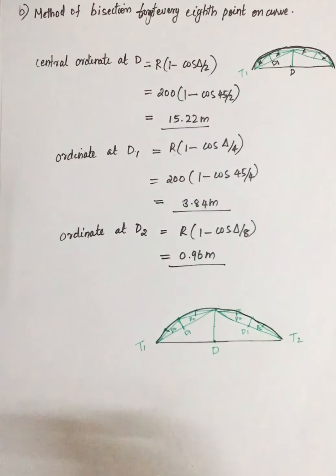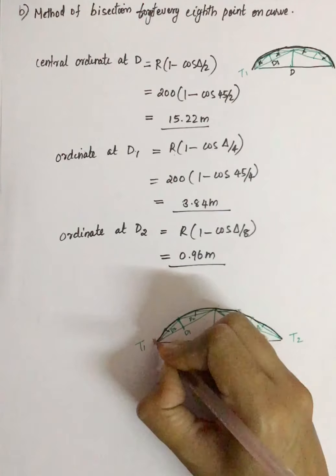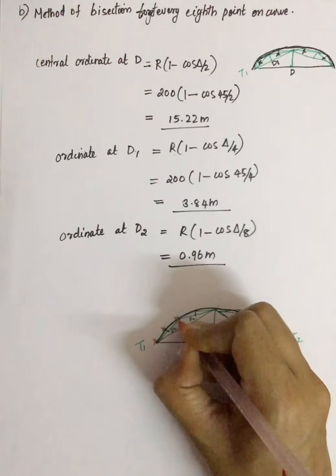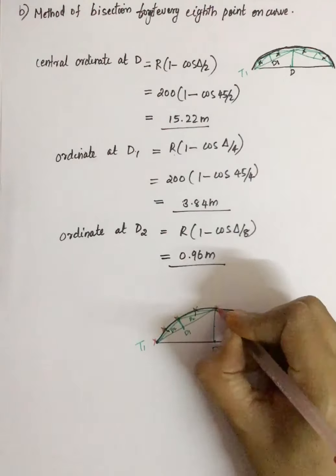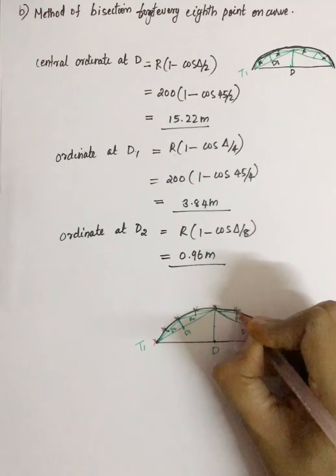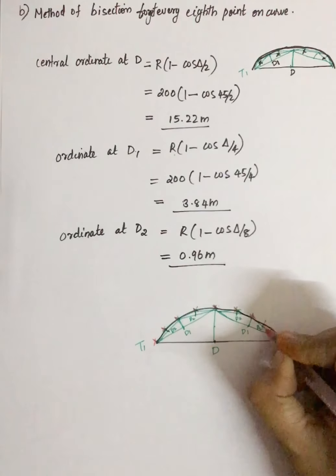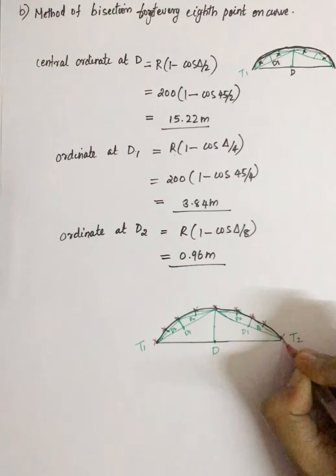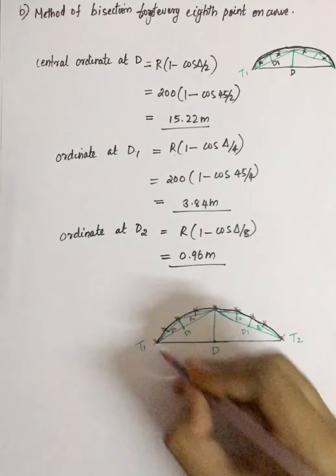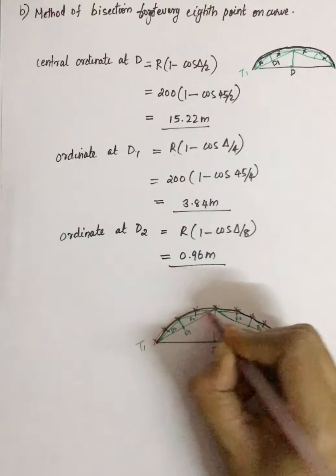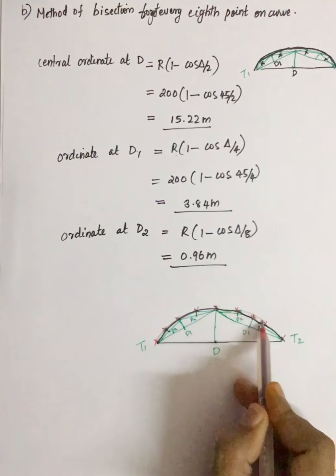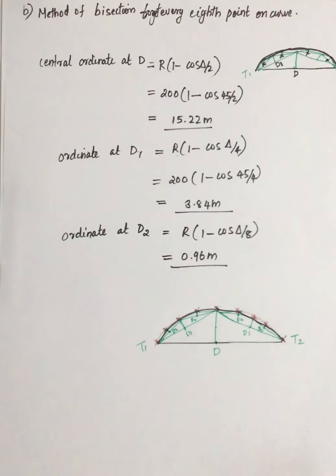So you got the points here: first point, second point, third point, fourth, apex, fifth, sixth, seventh and eighth. All these points, when we join together, you will get the curve. Okay, this is the concept behind the method of bisection. Hope it's clear to you.